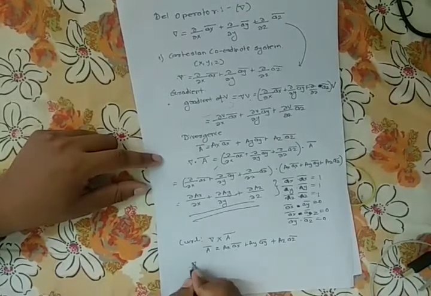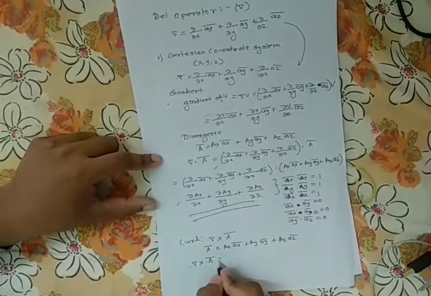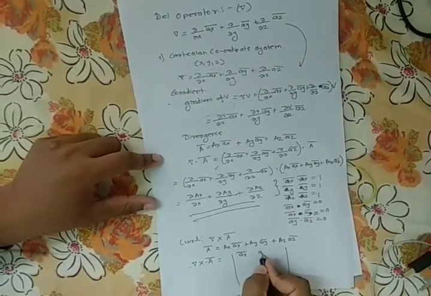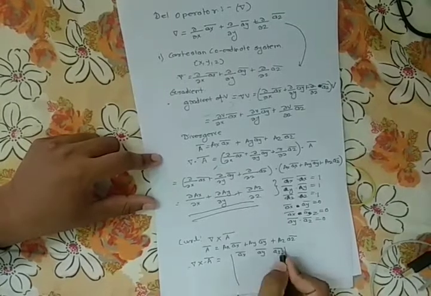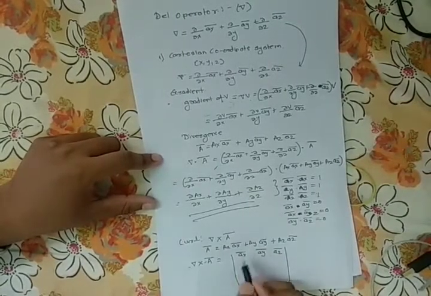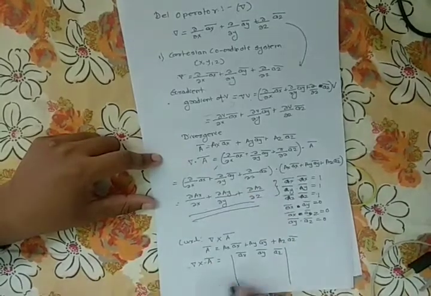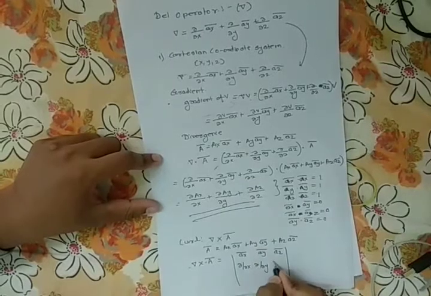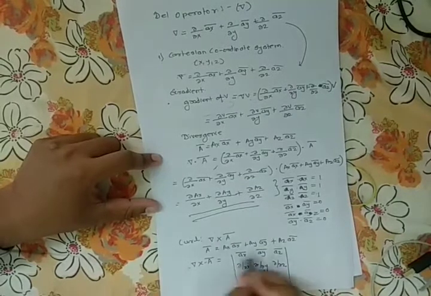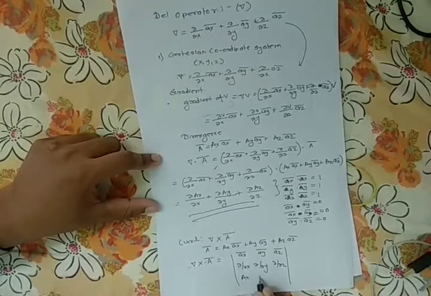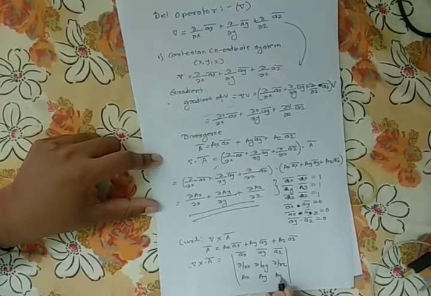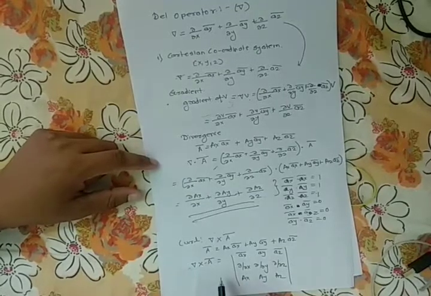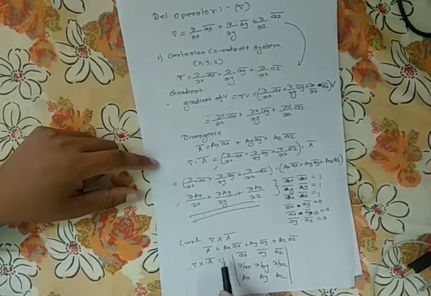So del cross a bar, how can we represent this del cross a bar in the determinant form? So ax bar, ay bar, az bar. This del operator I will use here: ∂/∂x, ∂/∂y, and ∂/∂z. I will use these coordinates ax, ay, and az. So that's the way you can calculate divergence, curl, and gradient for this Cartesian coordinate system.